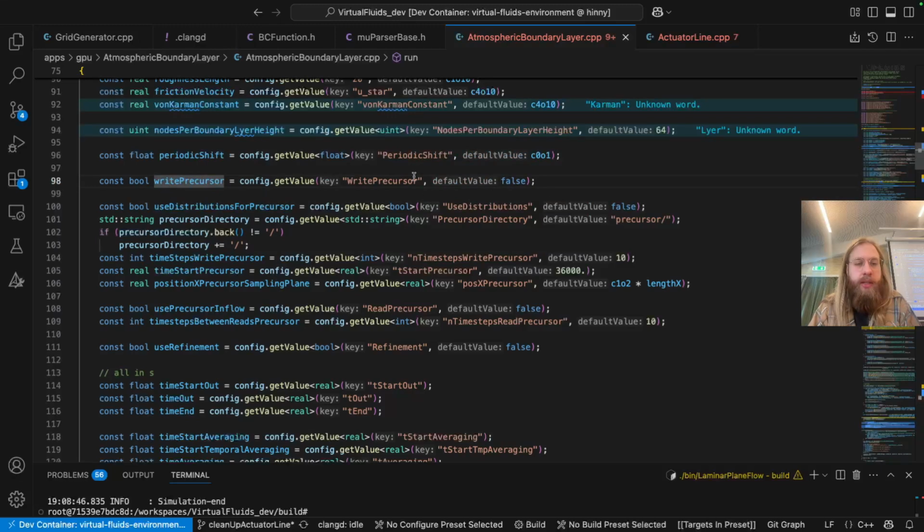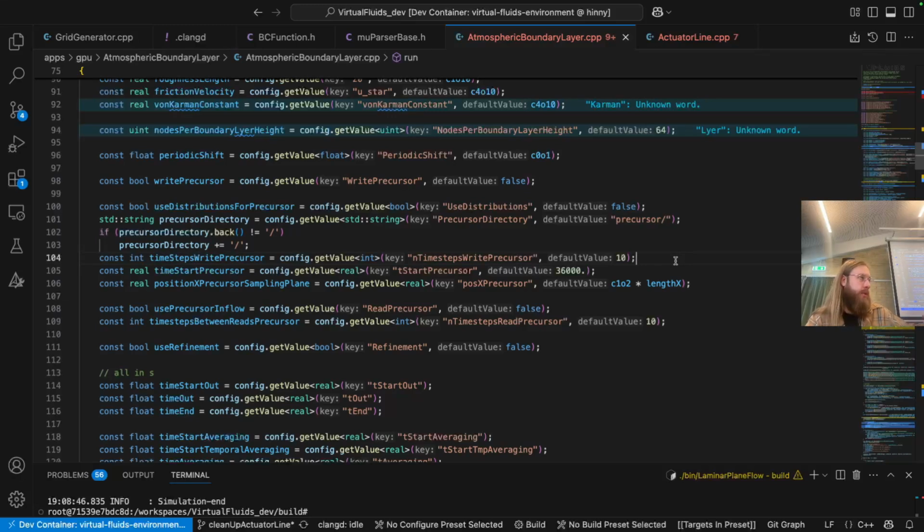Yeah, we can read or write a precursor. Here you can also set if you want to use the distributions precursor, if you want to write the velocity precursor. So you can also do both. And then you will have a directory where you're going to write the precursor. And here you have the number of time steps, that is, how many time steps are in between each write of the precursor.